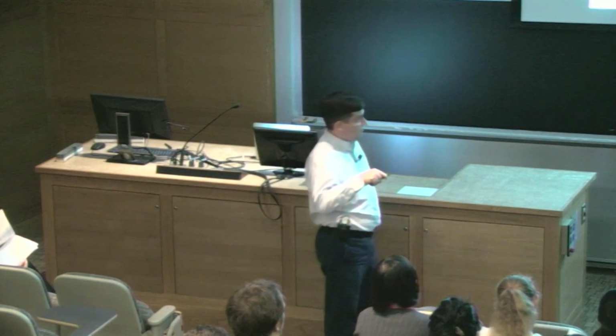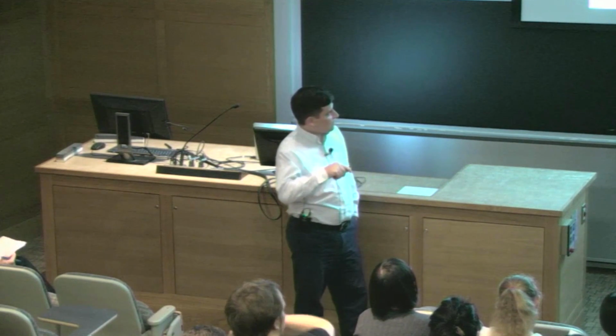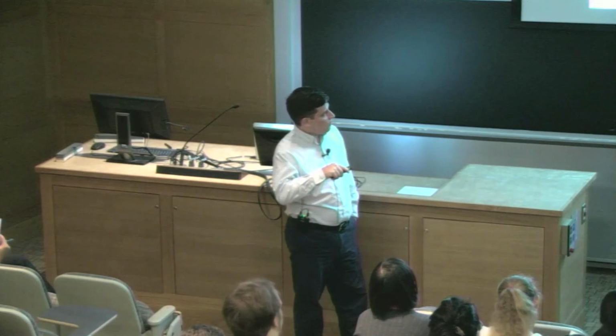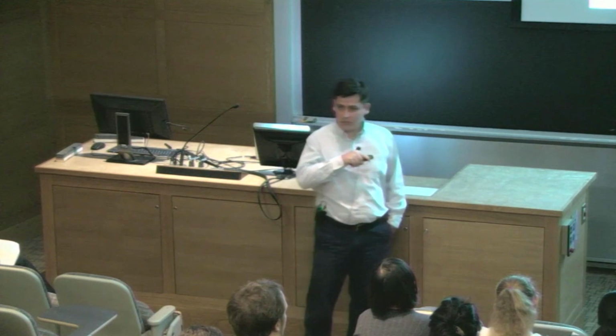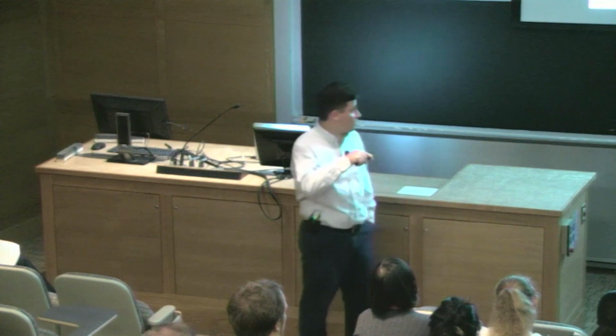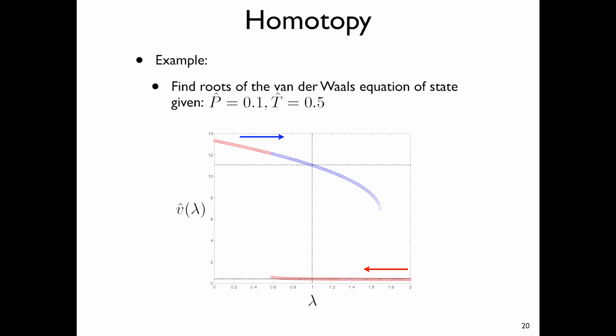So now I can do something clever. I found myself on a different solution branch. Why not try decreasing lambda along that solution branch instead? Maybe I'll find a different solution. And it turns out that's what happens. So I jump down to this other solution branch, and now I try decreasing lambda from 2 back down to 1. And sure enough, I found the vapor molar volume, and now I found the liquid molar volume.